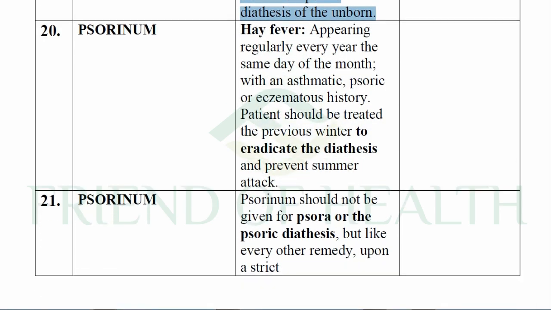So next is psorinum again. Hay fever appearing regularly every year the same day of the month with an asthmatic, psoric or eczematous history. Patient should be treated the previous winter to eradicate the diathesis. So here he speaks about the psoric diathesis again, or the allergic diathesis, the hay fever diathesis, the eczematous, asthmatic, allergic or psoric diathesis again. So this is one symptom, actually very important, question prone area. Patient should be treated the previous winter to eradicate the diathesis and prevent summer attack, with which remedy according to Allen's keynote? So answer is psorinum. This line you should keep in mind.